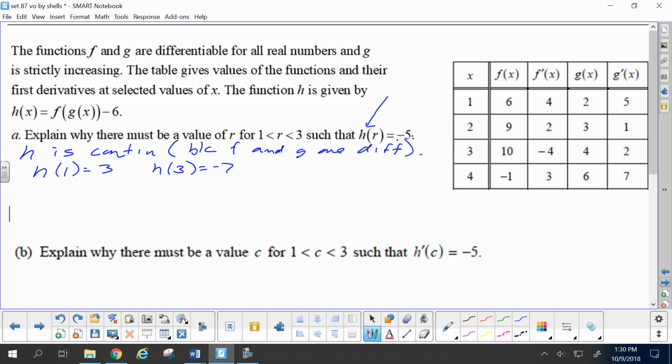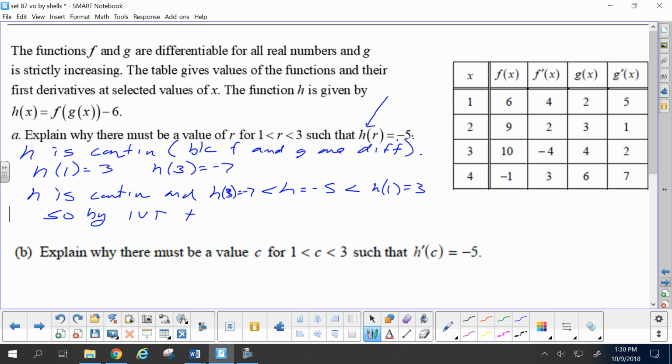-7. And -5 satisfies the betweenness element of IVT, yeah? So with that, you'd say something like H is continuous, and that H of -5 is between the two values they give us, which is H at 3 of -7, something along these lines. H at 1 is 3. So by IVT, and then I just regurgitate the question out.